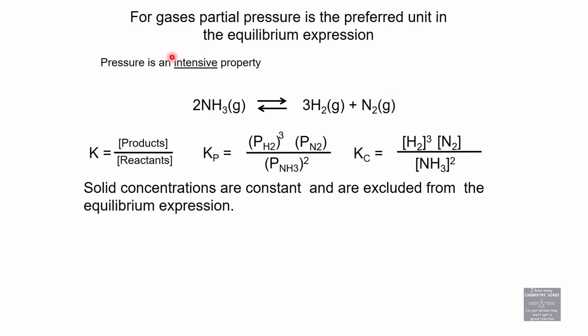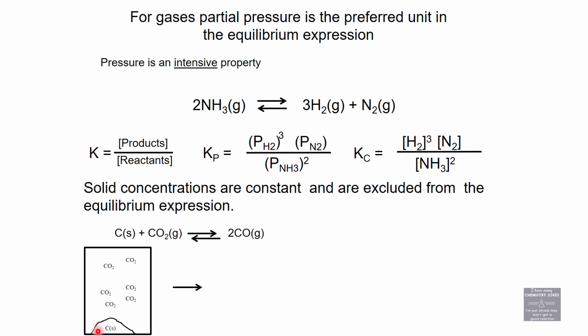I should have pointed out, this says pressure is an intensive property. What does that mean? Pressure is an intensive property. That means it's independent of the amount that you have. Intensive and extensive are two of those terms that might creep up from time to time. Extensive depends on the amount that you have. Intensive does not. Okay. Solid concentrations are constant and are excluded from the equilibrium expression.